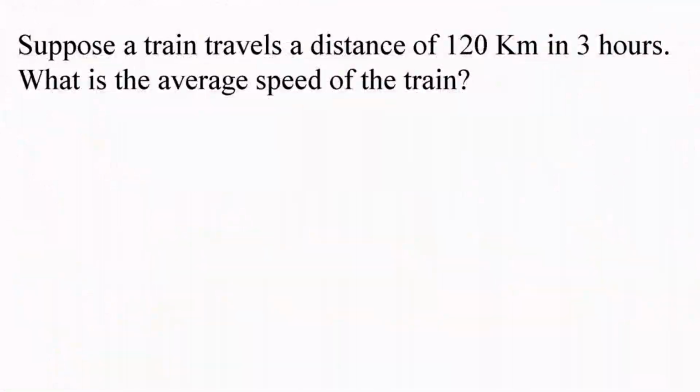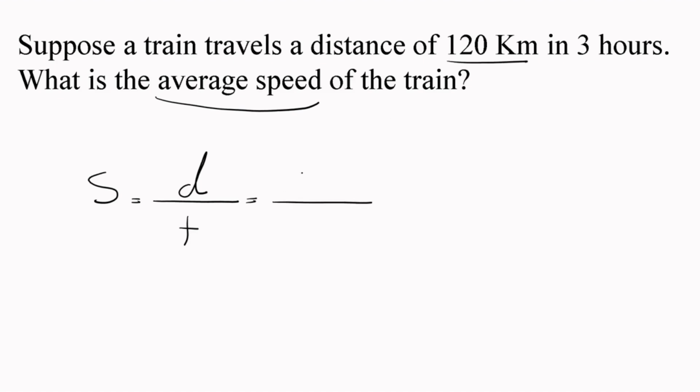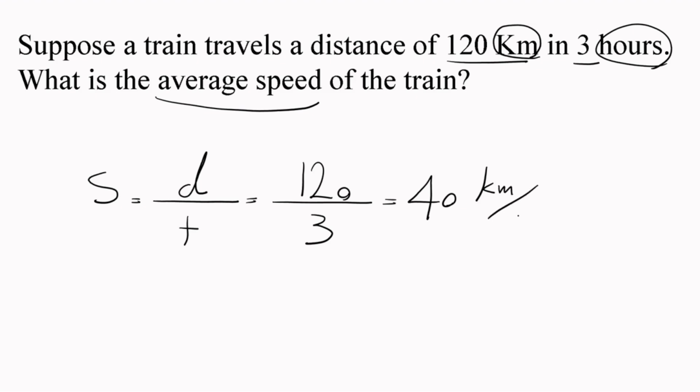Let's solve the first example together. The question is talking about calculating average speed, so I'll write the formula that I know. S is equal to D over T. Do I have D? Yes, as you can see, a train travels a distance of 120 kilometers. So I can replace D with 120. Do I have T? Yes, in 3 hours. So I can write 3 here. 120 over 3 will be 40. But there is a question here. What is the unit of S here? Because we have D based on kilometer and T based on hours, the unit of S will be kilometer per hour.